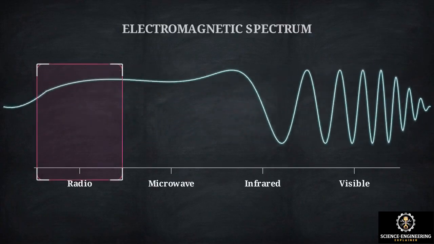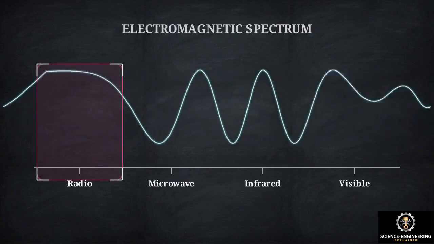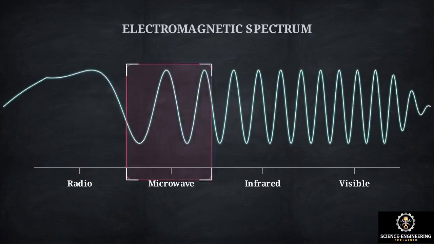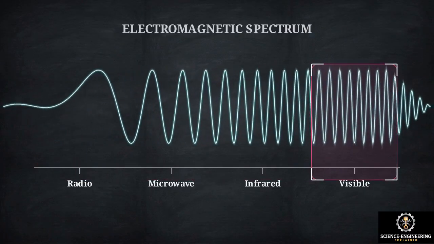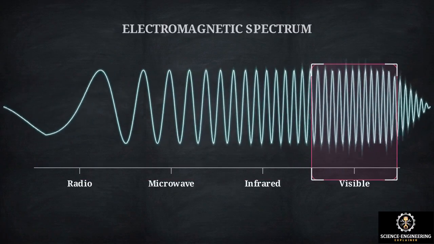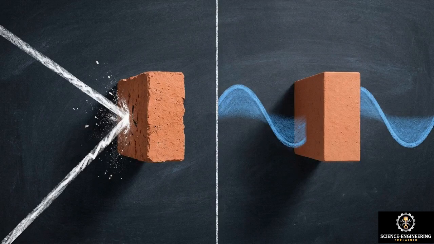On the radio side, the waves roll by in long, slow cycles. Down at the visible light end, the waves are packed tightly together, oscillating incredibly fast. That specific speed of oscillation dictates whether a wave will bounce off a brick wall or pass straight through it.